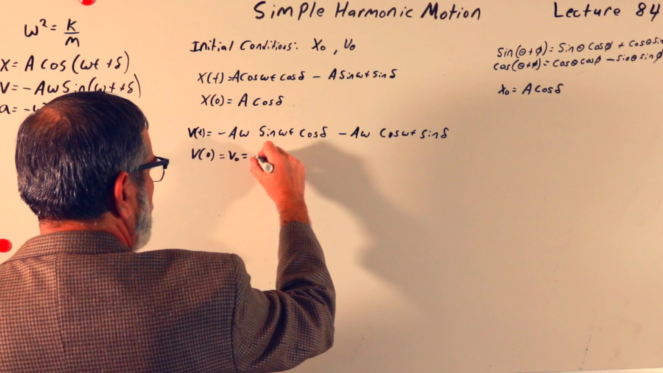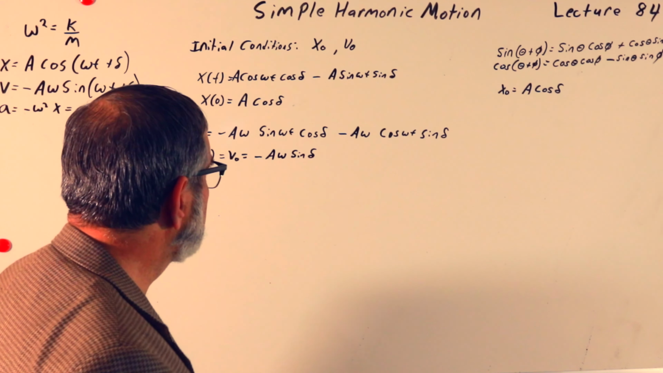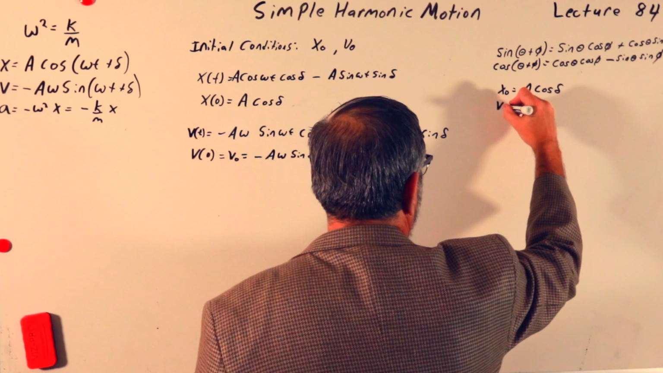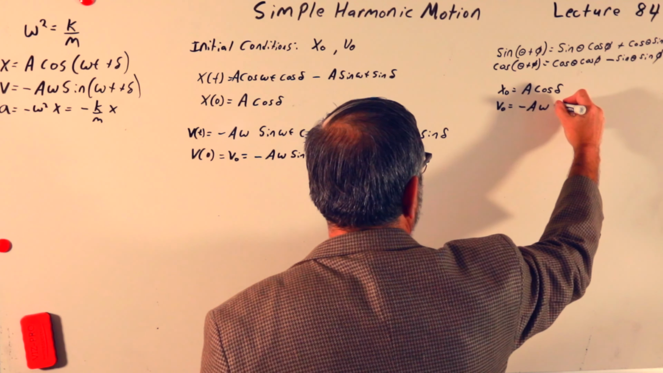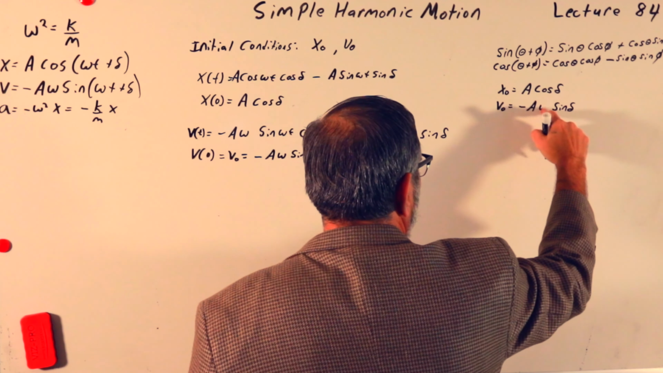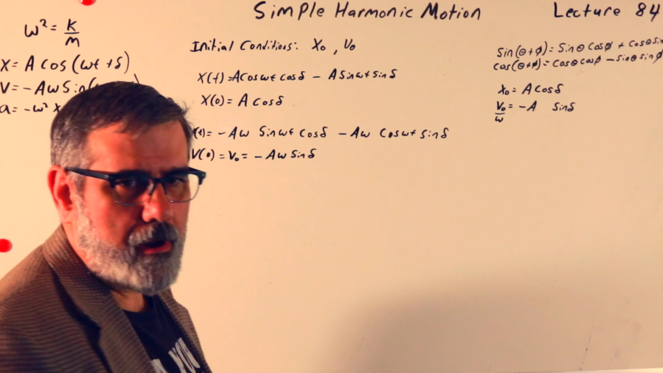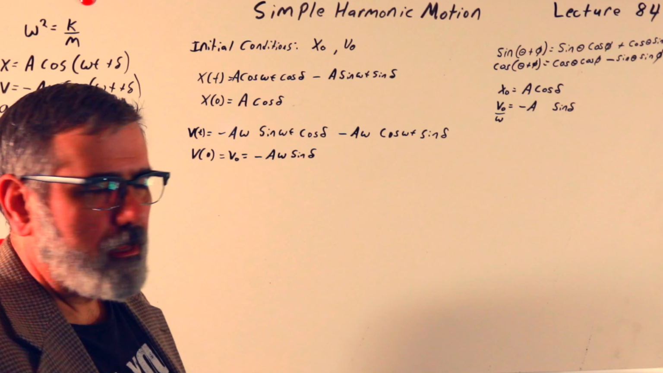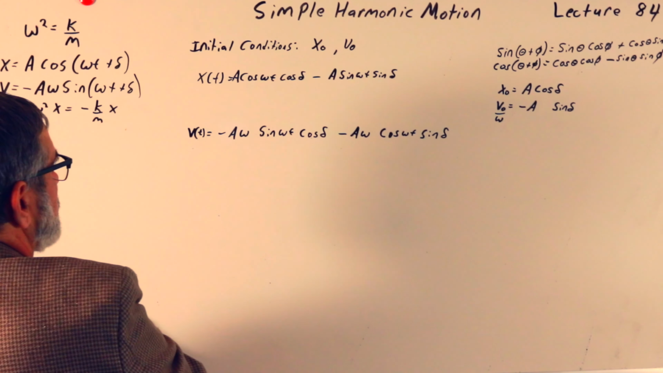So we have that v naught equals minus a omega sine of delta. But what will be more useful to us is to write this as v naught over omega is equal to minus a sine delta. Because if we use that, we can go back.